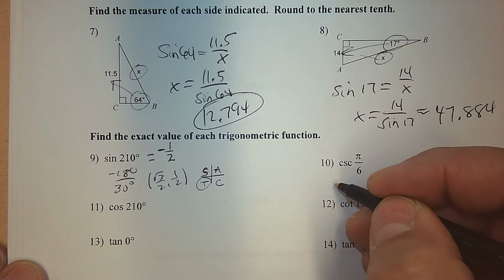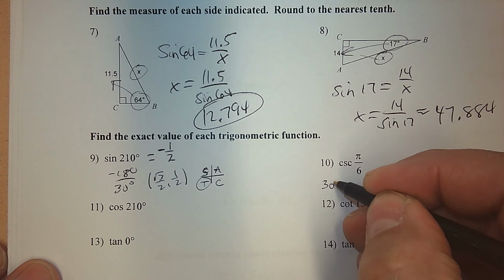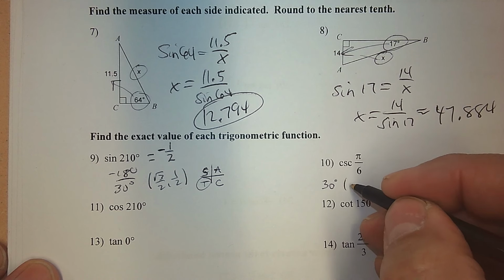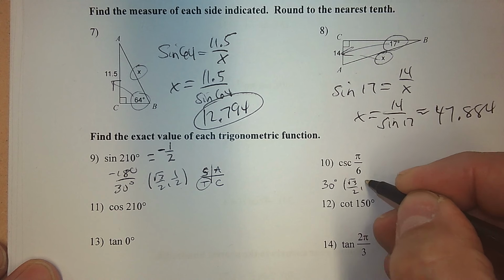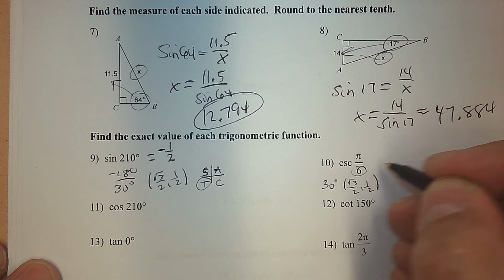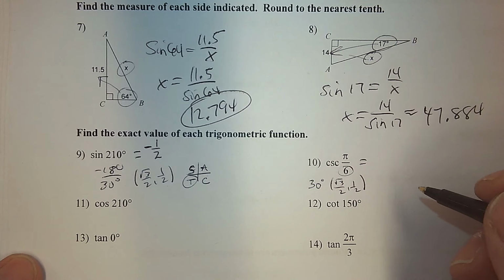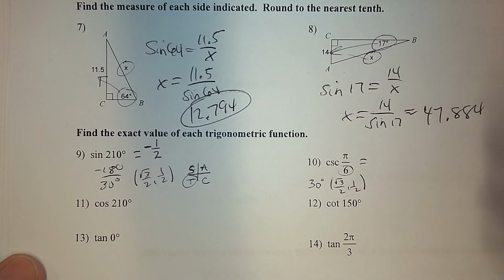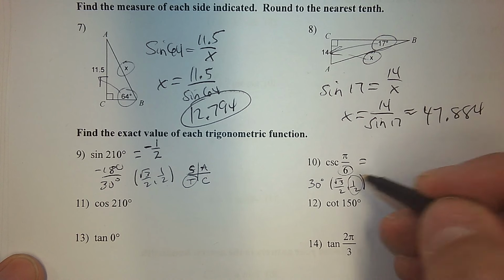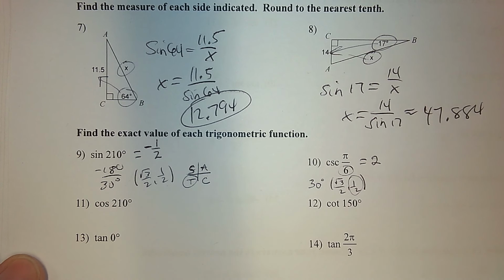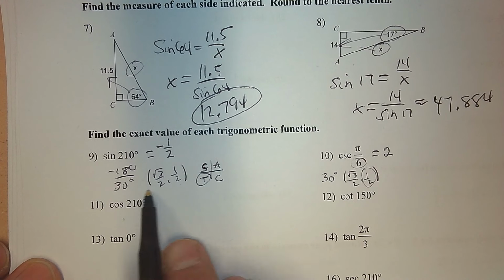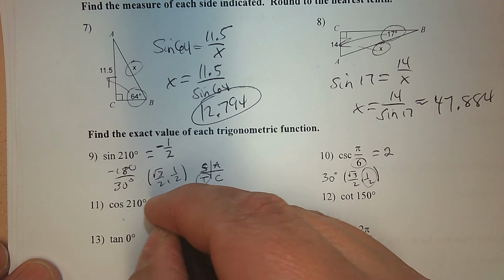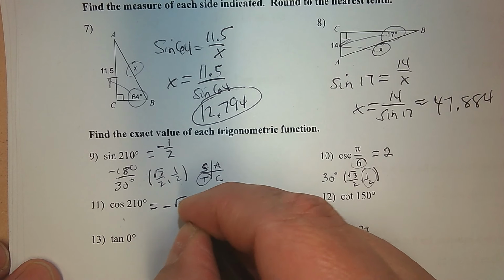Pi over 6, the reference angle is 30. That is root 3 over 2 and 1/2 because of the denominator. We're in quadrant number 1, pi over 6, so everything's positive. And it's the reciprocal of the y coordinate. So the reciprocal of 1/2, it's 2. Cosine 210, we already did all this work. Cosine's negative, and it's the x coordinate, so it's root 3 over 2.